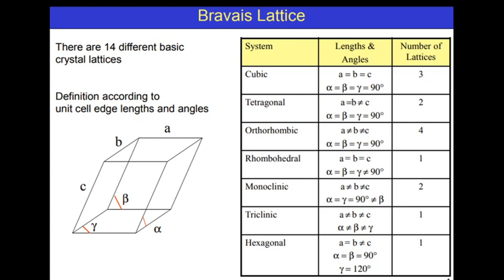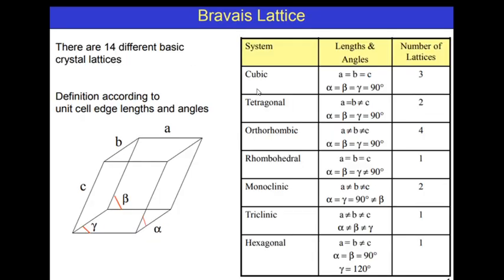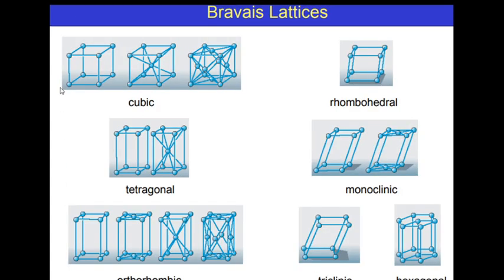Okay, so the Bravais lattice, if you look here again: cubic, tetragonal, orthorhombic, rhombohedral, monoclinic, triclinic and hexagonal. Of these, rhombohedral, triclinic and hexagonal have only one variety each; they don't have the rearrangement possibility of a lattice. Whereas in the case of cubic, this is very well known.